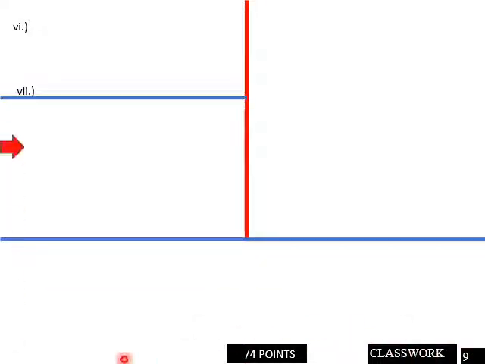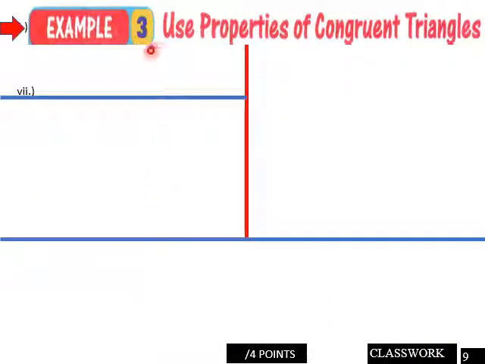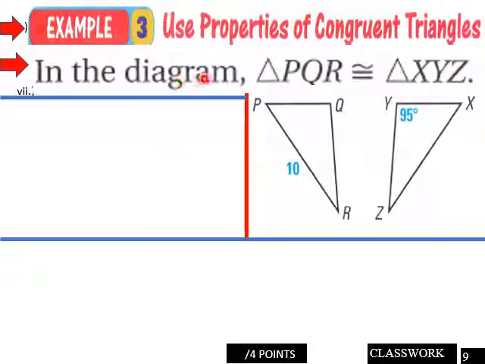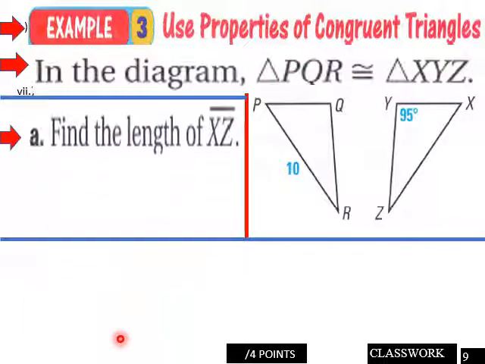Page 9 of your classwork, students. Example 3, use properties of congruent triangles. In the diagram, triangle PQR is congruent to triangle XYZ. Find the length of XZ. So we need to find the length of this here. If both these triangles are congruent, we're trying to find PR here.